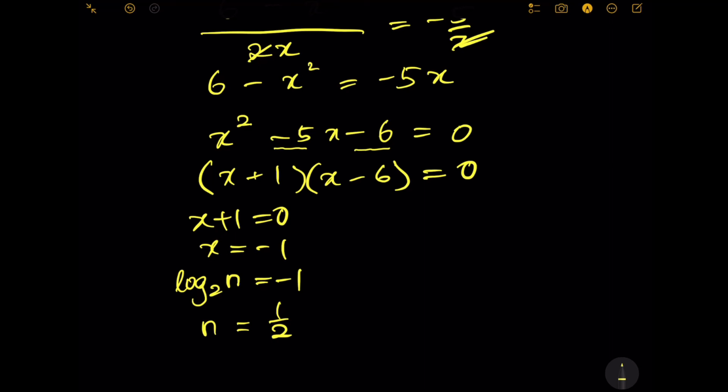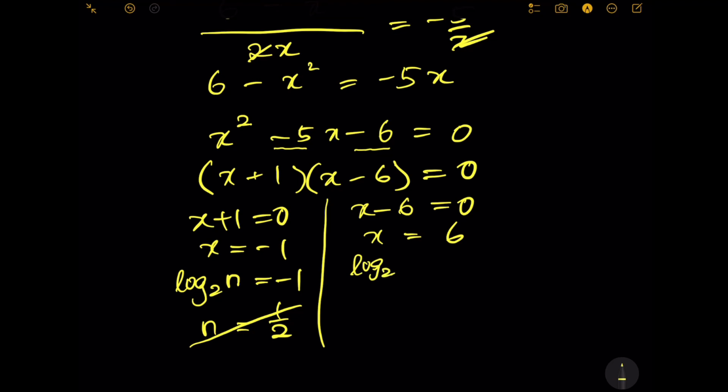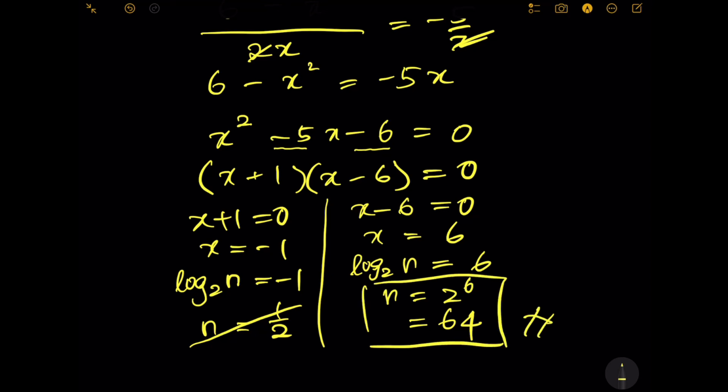But we are looking for an integer answer, as the question says. So this is not the final answer. On the other hand, x minus 6 equals 0, x equals 6. We know x is log base 2 of n equals 6. So n is 2 to the power 6, which equals 64. And it is an integer answer. Therefore, we will accept it as the final answer: n equals 64.